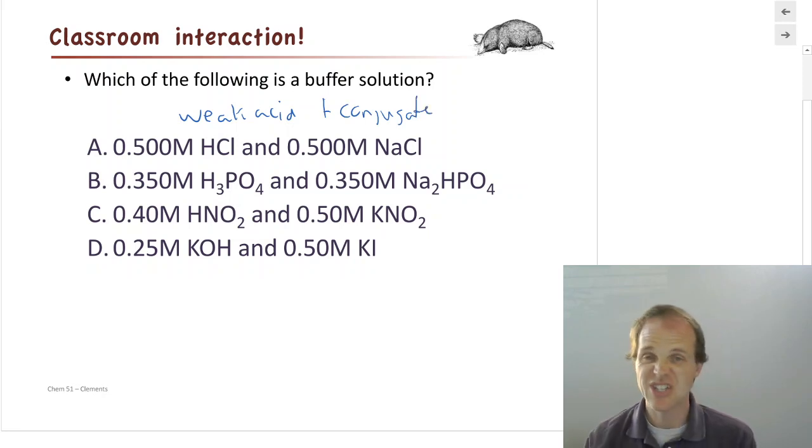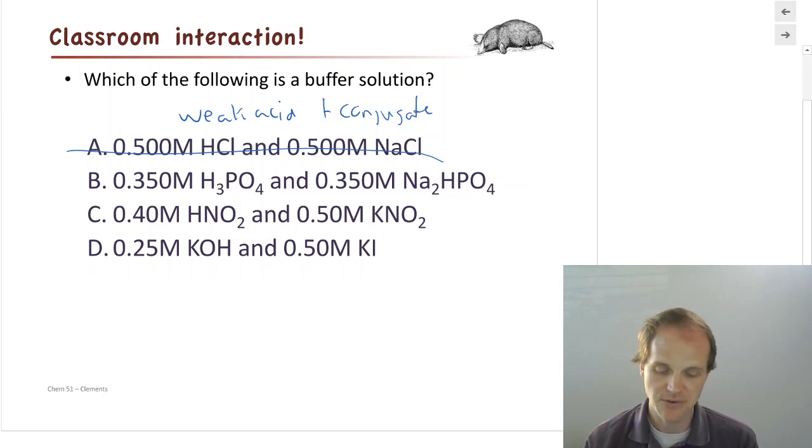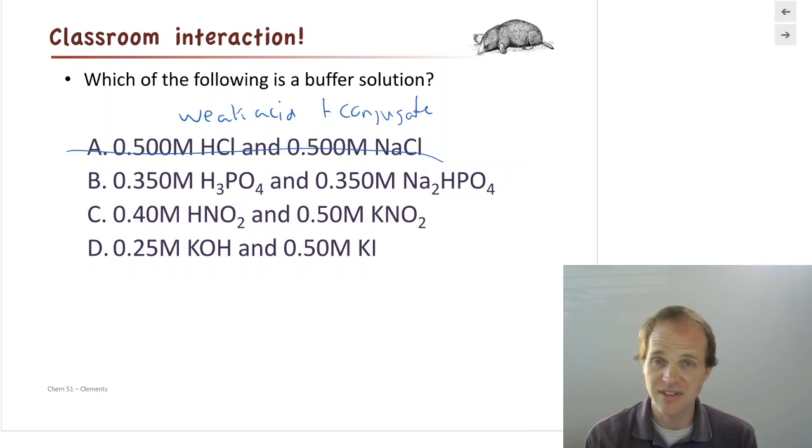All right, HCl, strong acid. H3PO4, well, we know that's on our list of weak acids because it's not on our list of strong acids. And Na2HPO4, you're like, hey, that looks pretty promising. I've got a weak acid, and I've got the salt of it, right? Isn't that the conjugate? That's pretty promising, but it's always good to look through the entire list, just to make sure.